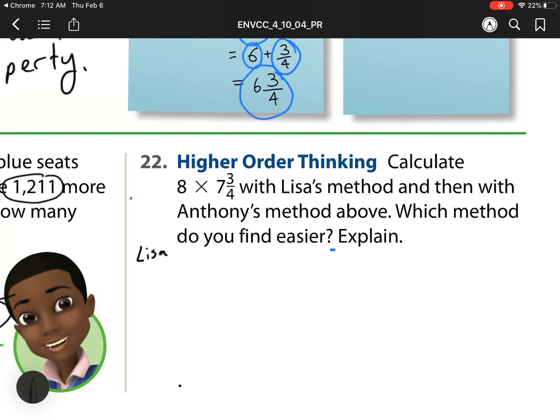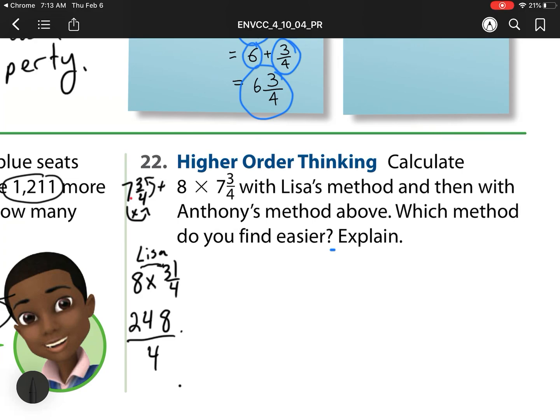So I have to change 7 3/4 into an improper fraction. So I multiply 7 times 4 is 28, and then I add. 28 plus 3 is 31. So Lisa has 8 times 31/4. So now what I need to do is multiply my fraction by that whole number. So 8 times 31, well, I have 8 groups of 1 and 8 groups of 30, which is 240 over 4. And then I have to rename it.